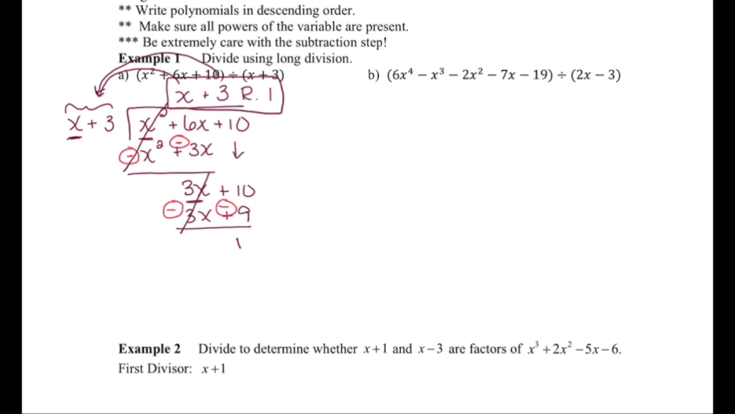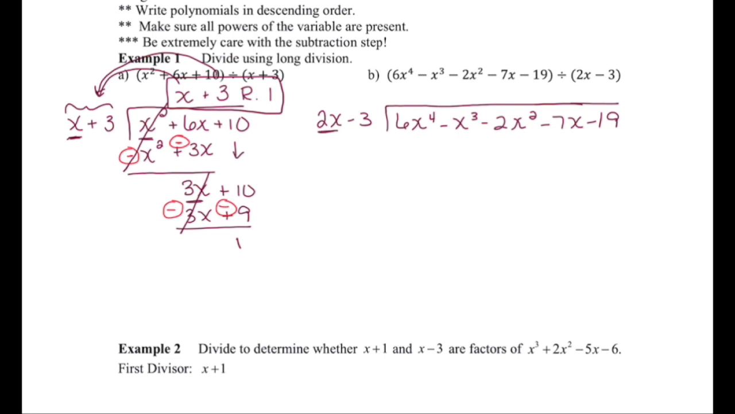When I look at 6x to the 4th minus x cubed minus 2x squared minus 7x minus 19, I see that it is written in descending order, and when I look at my powers, they go from the 4th power, 3rd power, 2nd power, 1st power, and no power. So they're in descending order, and I'm not missing any. Now I want to divide that by 2x minus 3. 2x minus 3 will go on the outside, and then all the other pieces will go on the inside. And we'll start our process.